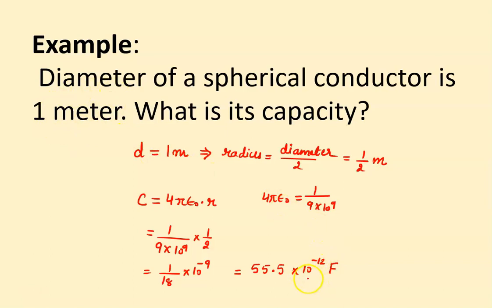And we can convert it again into picofarad, because 10 raised to power minus 12 is pico. As now it is in farad, you can write it as 55.5 picofarad. So this is about spherical conductors and parallel plate conductors that store the charges.